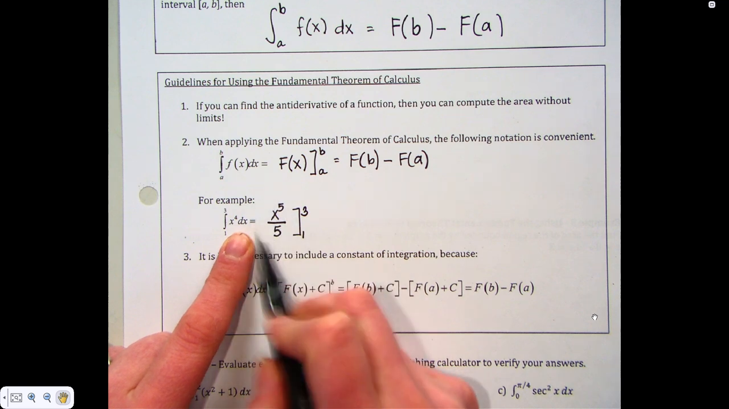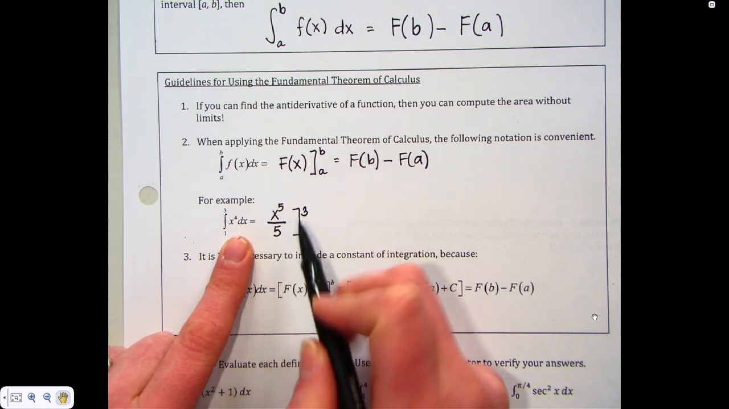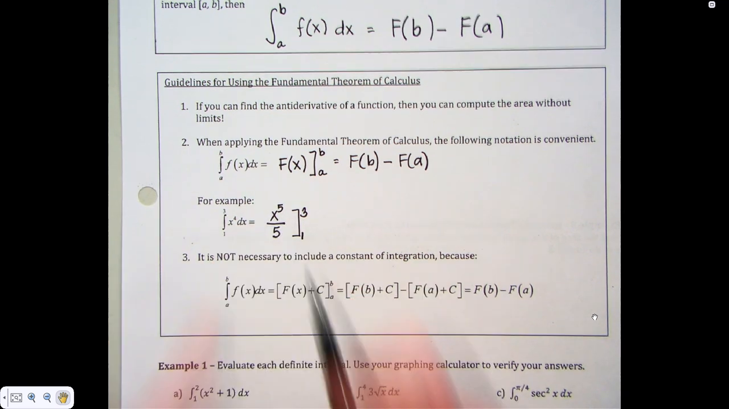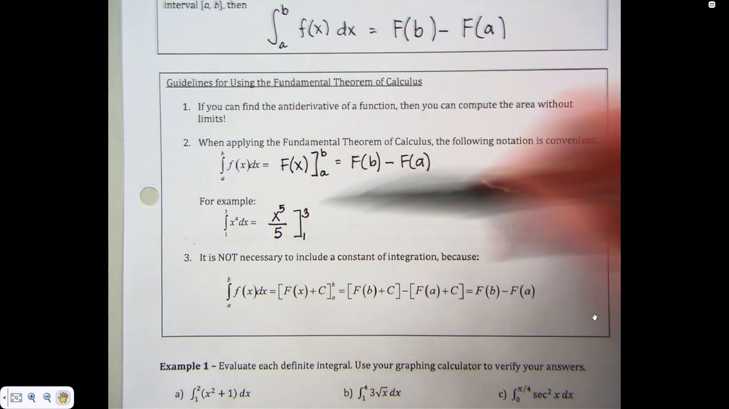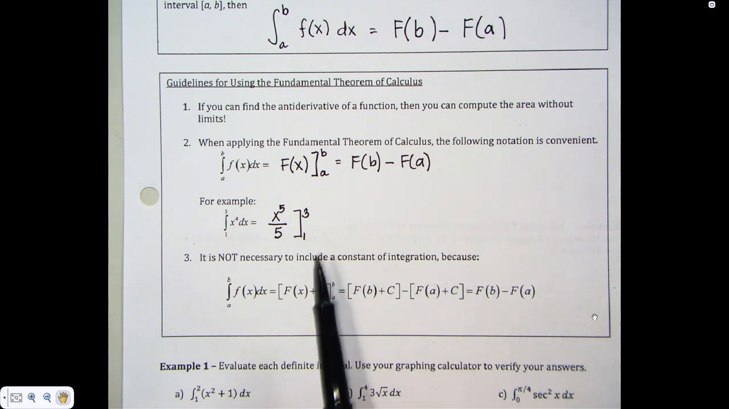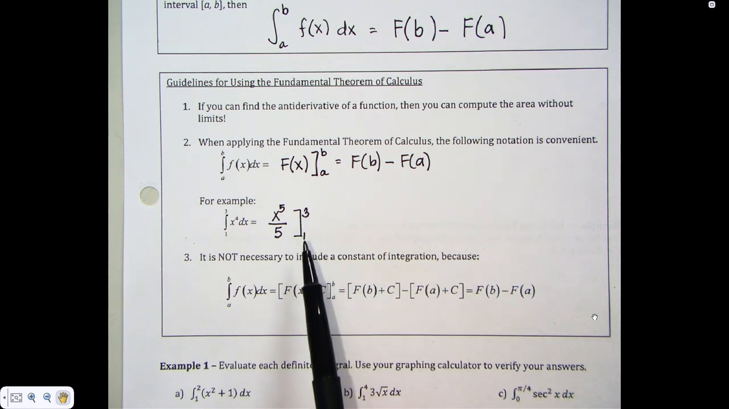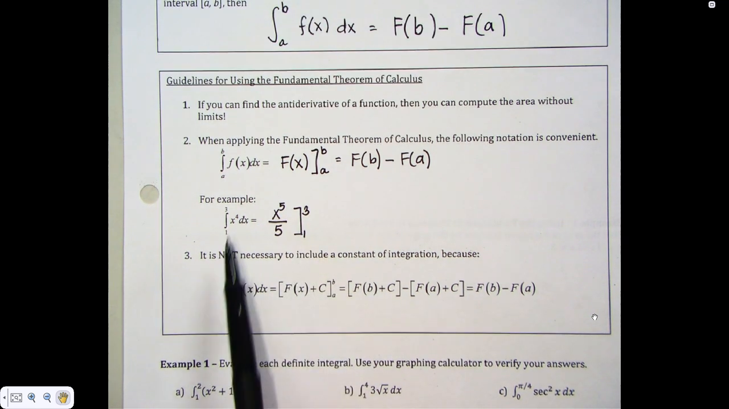So we're just taking a moment to say, yep, I know the antiderivative. Notice we leave off the plus c's. When we're doing an indefinite integral, when you don't have the bounds, you do need the plus c. But when you are just plugging in the values here, you don't need them. It's a different kind of question.